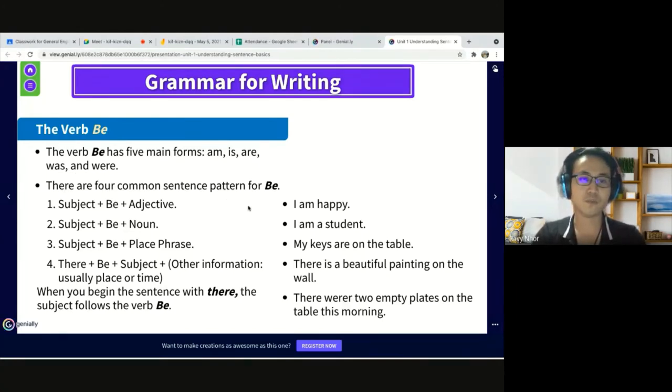These are the four common sentence patterns for be. Subject, verb, adjective. Subject, be, noun. And subject, be, verb plus phrase. And another one, there would be both subject and other information.